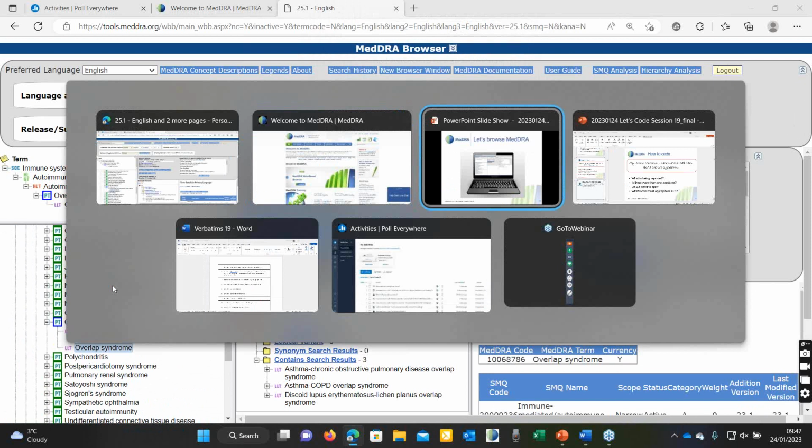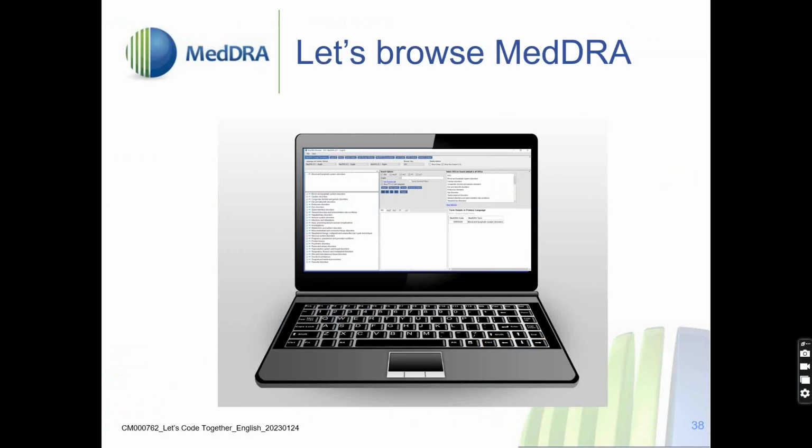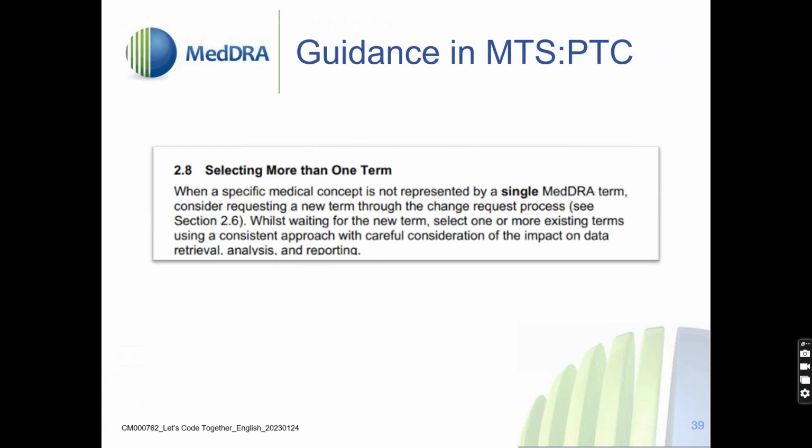I haven't been able to find a single term that's an exact match. So when I look in the MedDRA term selection points to consider, it gives us some guidance about when to select more than one term. And when a specific medical concept is not represented by a single MedDRA term, consider requesting a new term through the change request process.